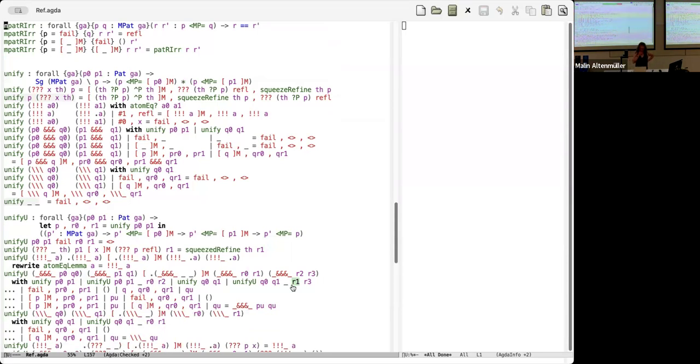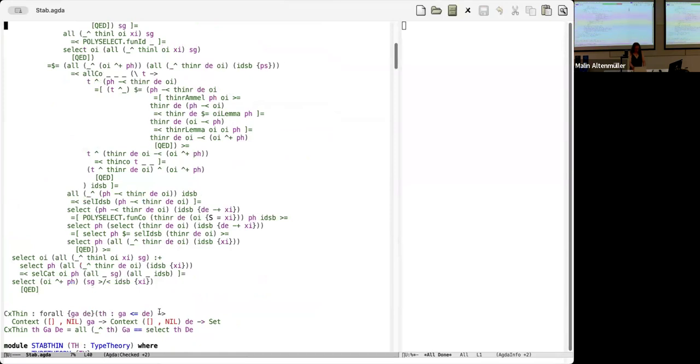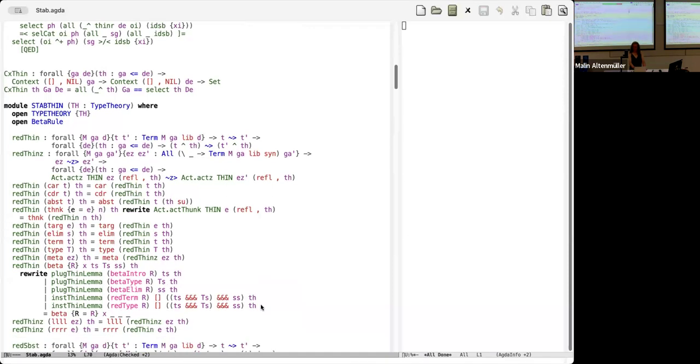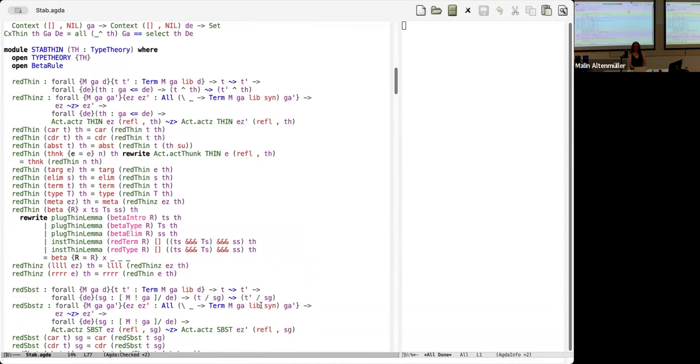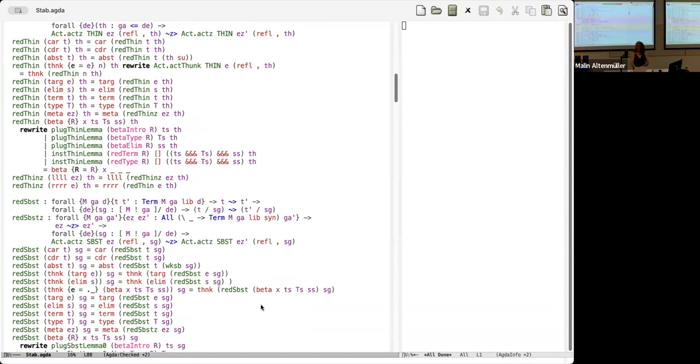So, don't have much time left. Where shall I go next? I'm going to go to a file called stab. Again, I don't expect this to be legible, but it's got a whole bunch of stuff which says everything in sight is stable with respect to thinnings, that's to say, with order preserving injection on scopes. So it's just a whole pile of theorems which are boring as hell, saying you can just chuck more variables into scope and everything still works.